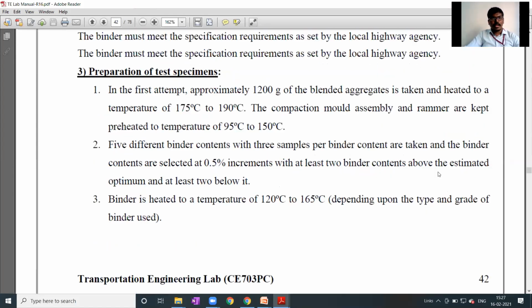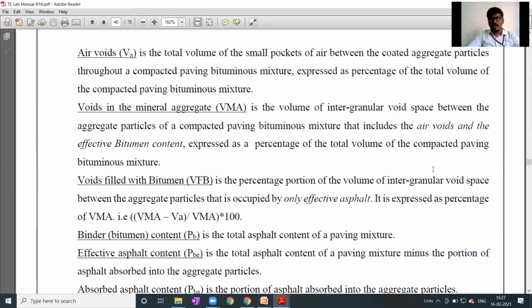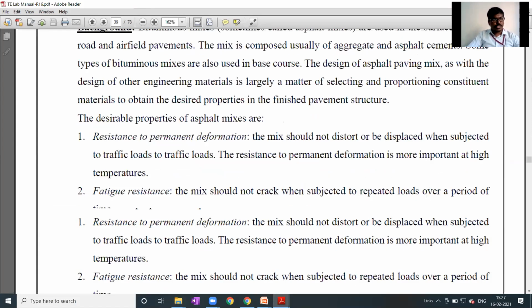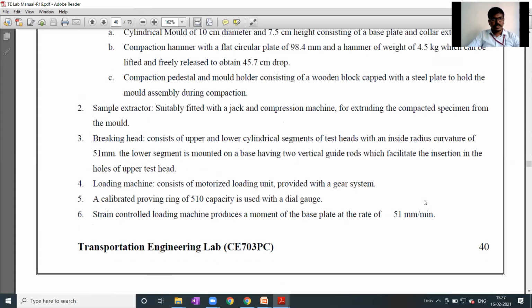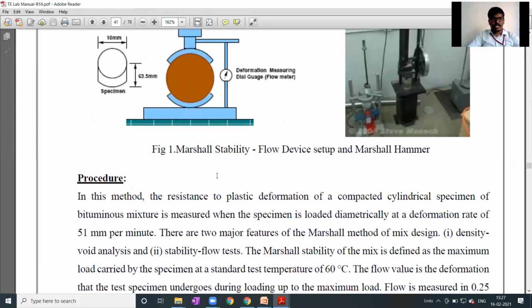Yes, here you can see all the images. This is the manual, and even you may have this manual, the highway technology manual, with you. You can just go through. This is my transportation engineering manual for 4 years. Already I explained to you about the apparatus required, right? So here you can see the procedure.